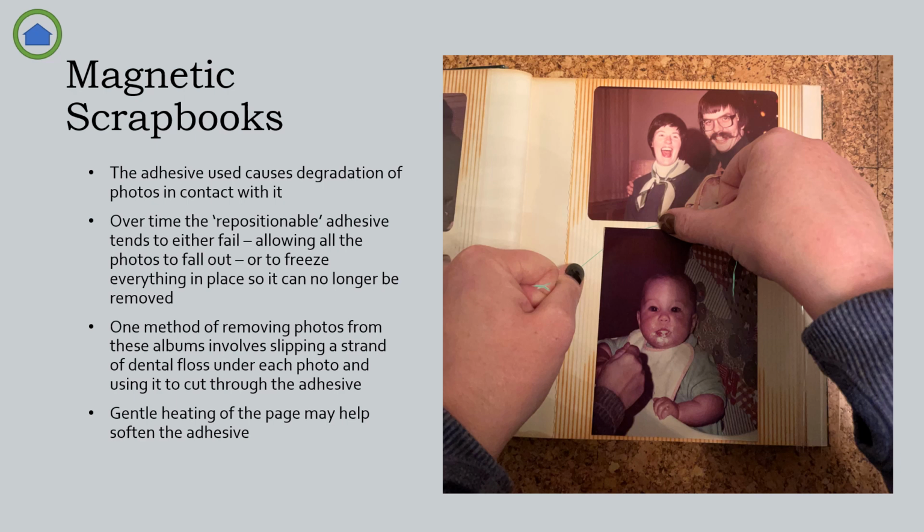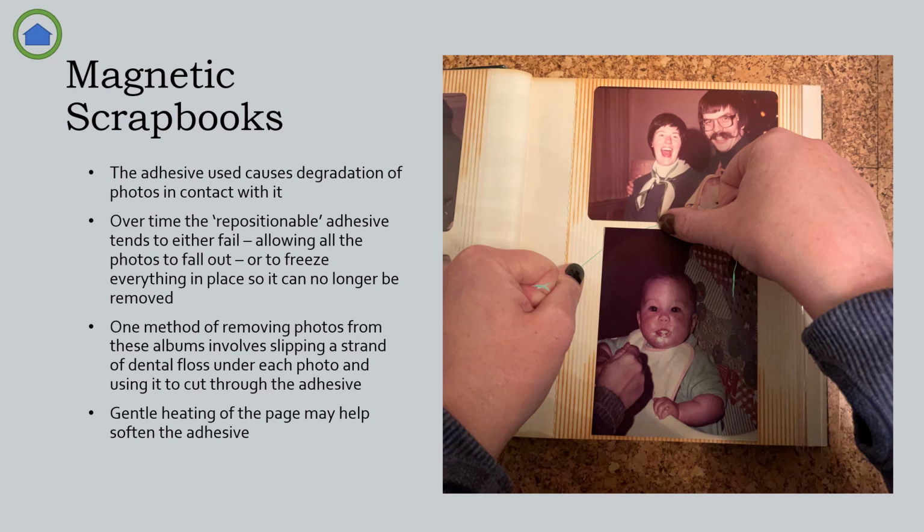It's sometimes possible to unmount the photos from these albums using dental floss and possibly gentle heating to soften the adhesive. Keeping the floss flat against the page, slip it under one corner of a photograph and gently pull through to the other side. It's very important not to pull up on the floss against the edges of the photo, as this may cause the floss to cut through the photo instead.